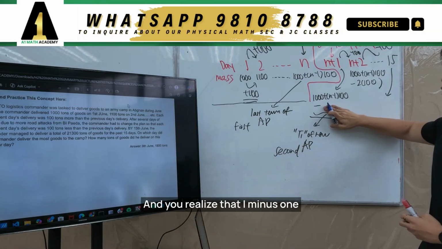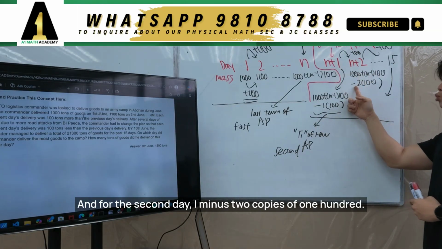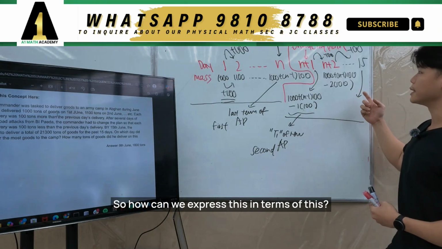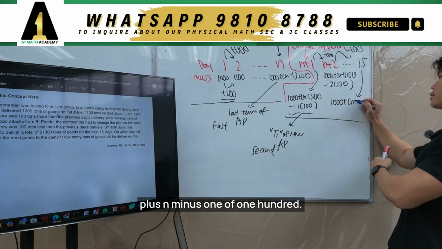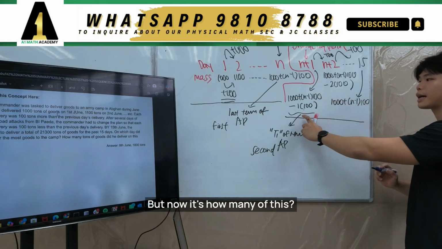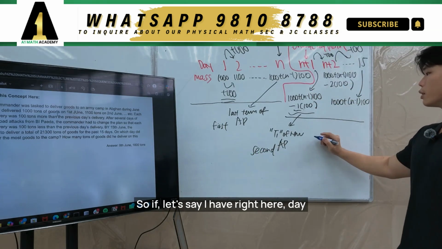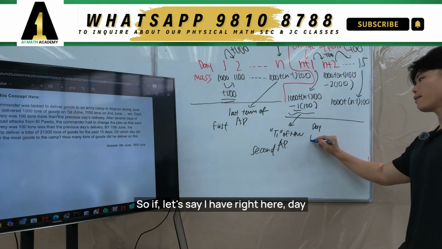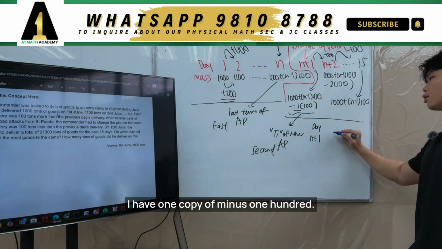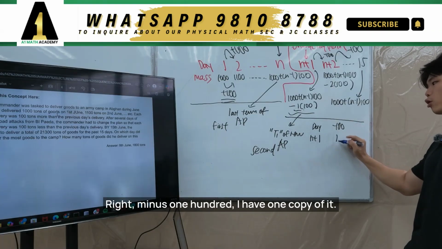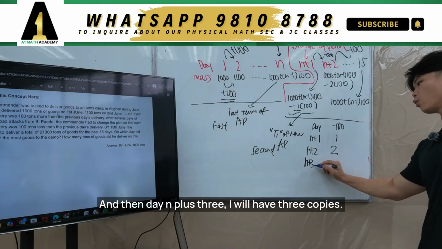And you realize that I minus 1 copy of 100 for the first day, and for the second day, I minus 2 copies of 100. So how can we express this in terms of this? It's actually pretty simple. Right now, we will have 1000 plus n minus 1 of 100. But now how many of 100 will I have already minus? That's the question. So if, let's say I write here, day n plus 1, I minus 100. I have 1 copy of minus 100. Day n plus 2, I will have 2 copies, and then day n plus 3, I will have 3 copies.